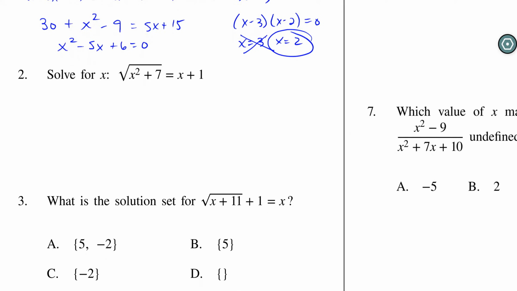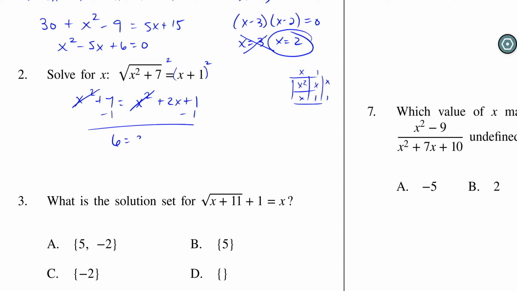For number 2, I see a radical. So the first thing I want to do here is square both sides. Remember, when I'm squaring x plus 1, I can use my tabular method. And that'll give me x squared plus 7 equals x squared plus 2x plus 1. Now, general rule here in algebra is if I see the same term on both sides of the equation, they cancel. So if I subtract 1, I get 6 equals 2x, divide by 2, and I get x equals 3. Check it, it works, so we're all good.